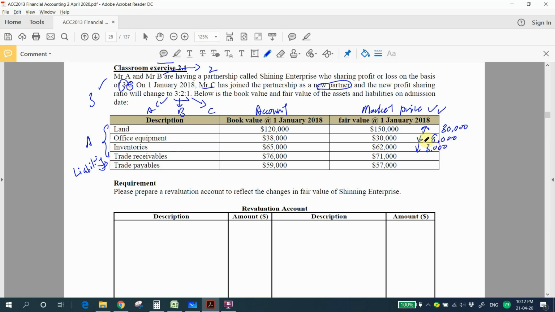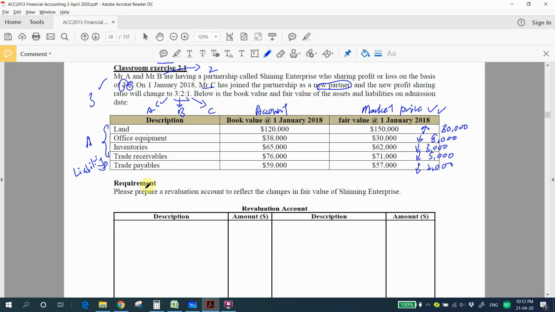Next one, trade receivables. Trade receivables on the book value is 76,000 and on the fair value is 71,000. So we know that the fair value of the trade receivables is reduced by 5,000. Next one, trade payables. 59,000 on the book value and 57,000 on the fair value. So we know that this is also decreased by 2,000, and trade payables is your liability.